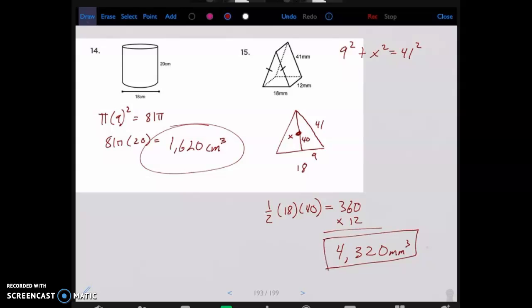We do not have to divide by 3 because there are two bases in this particular shape. This is a prism. We have a base in front and we have a base in the back. They're congruent and parallel.